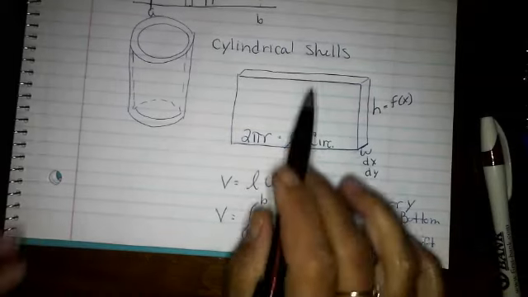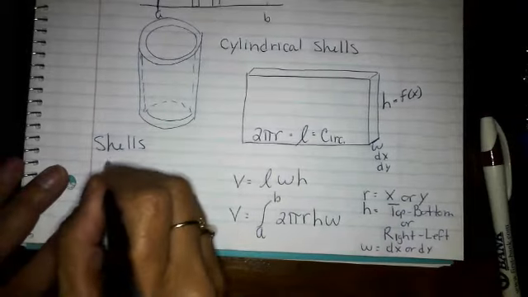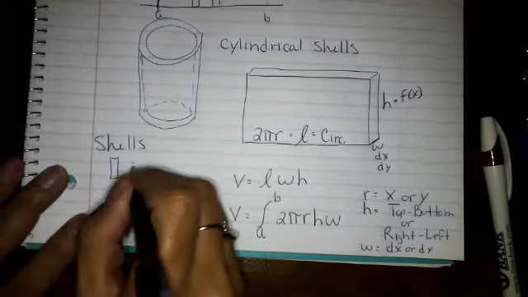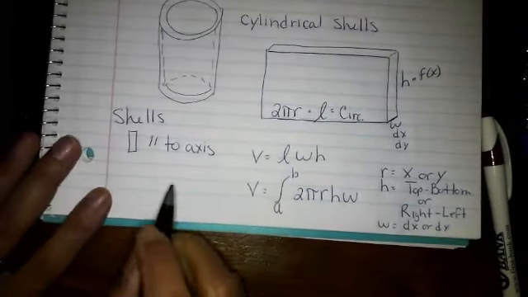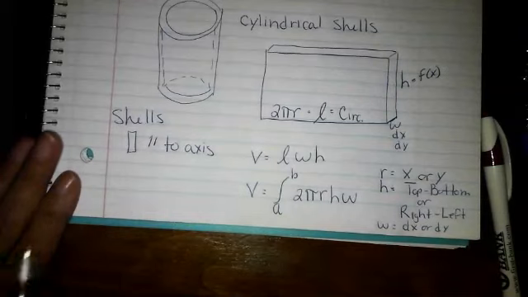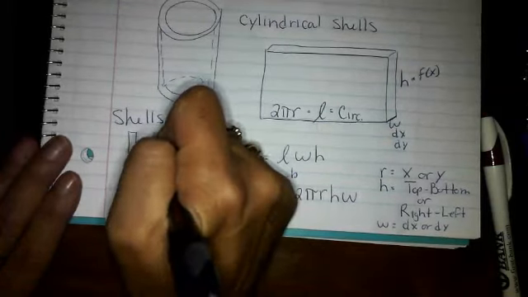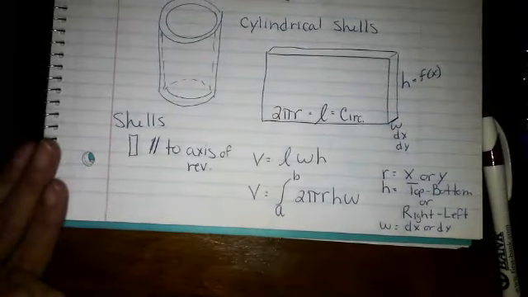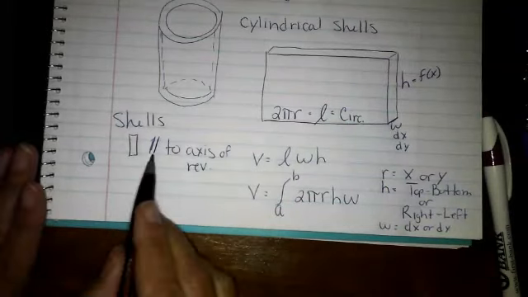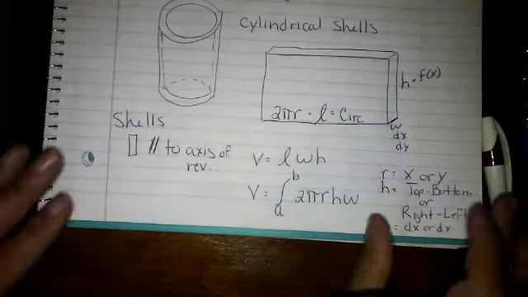So for shells, your rectangle is parallel to your axis. With the cylinder and washer, the rectangle was perpendicular to the axis of revolution we were rotating around. So that's how you're going to tell the difference. If your rectangle is parallel, you're going to do the shell formula, 2 pi r h w. If it's perpendicular, it's either washer or cylinder. So let's do one so you can get the hang of this.